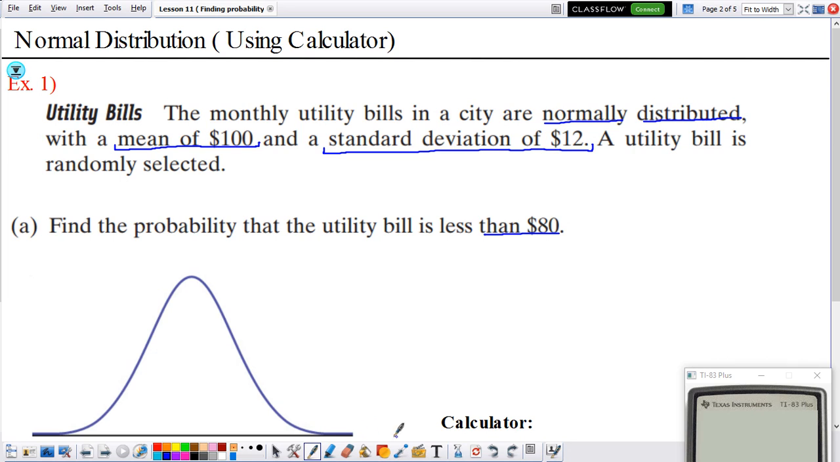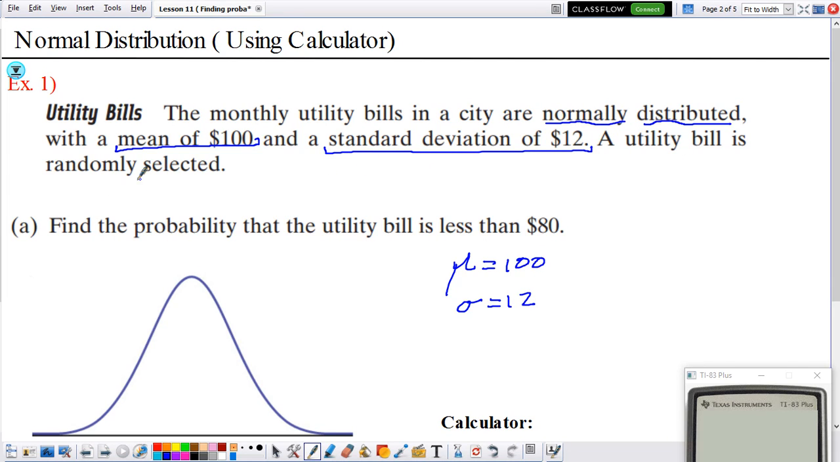Here we have a normal distribution problem. Let's get familiar with it. It says the monthly utility bill in a city is normally distributed. So that means that we can use normal distribution. Now we keep reading. We see that the mean is 100. So let's write that down. We know that the mean is 100. And we also know that the standard deviation is 12.